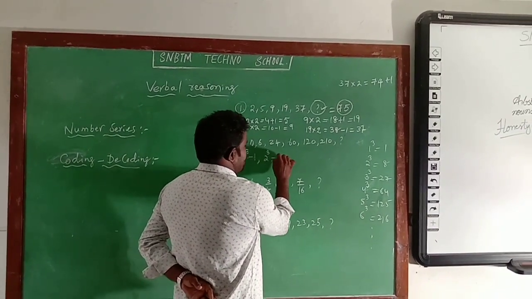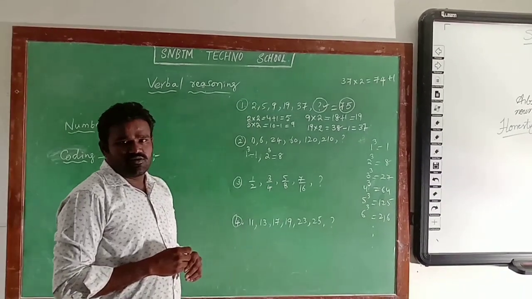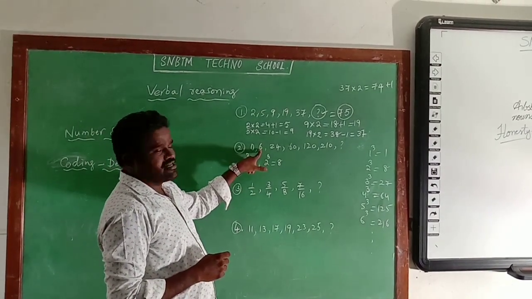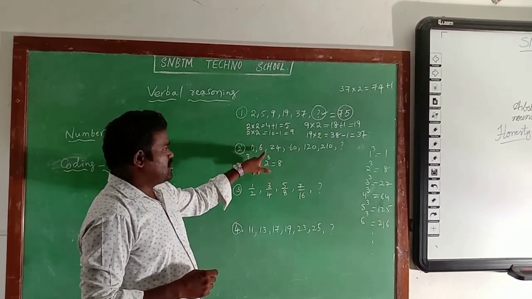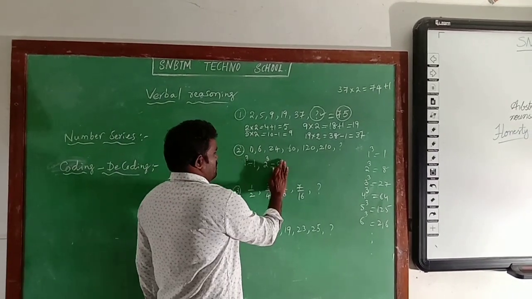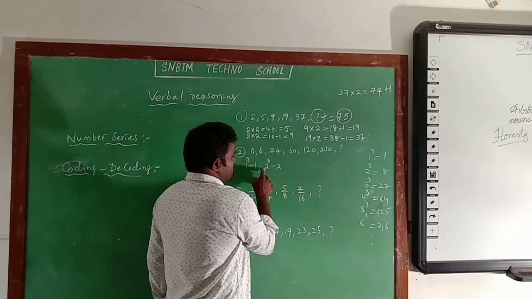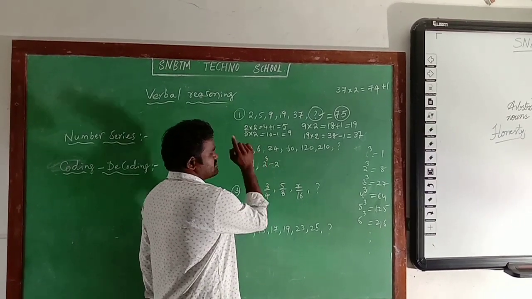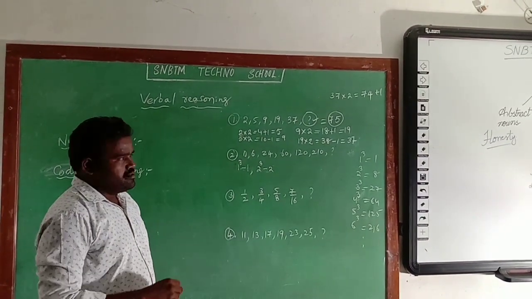2 cube is equal to 8. But here what number is there? 6 is there. So how much you have to subtract? Clearly minus 2. So 2 cube minus 2. 2 cube is 8, 8 minus 2 is 6. So second number you got.